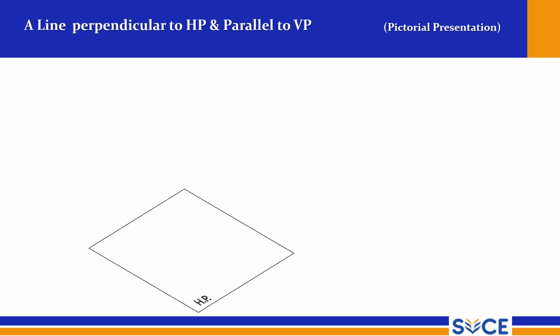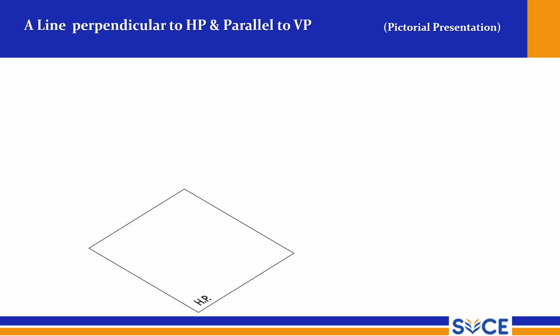So we will see the first case: a line perpendicular to HP and parallel to VP. If you take any line object like a pen or a scale, you can just place it vertical to the ground or vertical to the table, which becomes HP, and any plane, like a standing wall or any planar surface, can be considered as VP, and I will show you its positions.